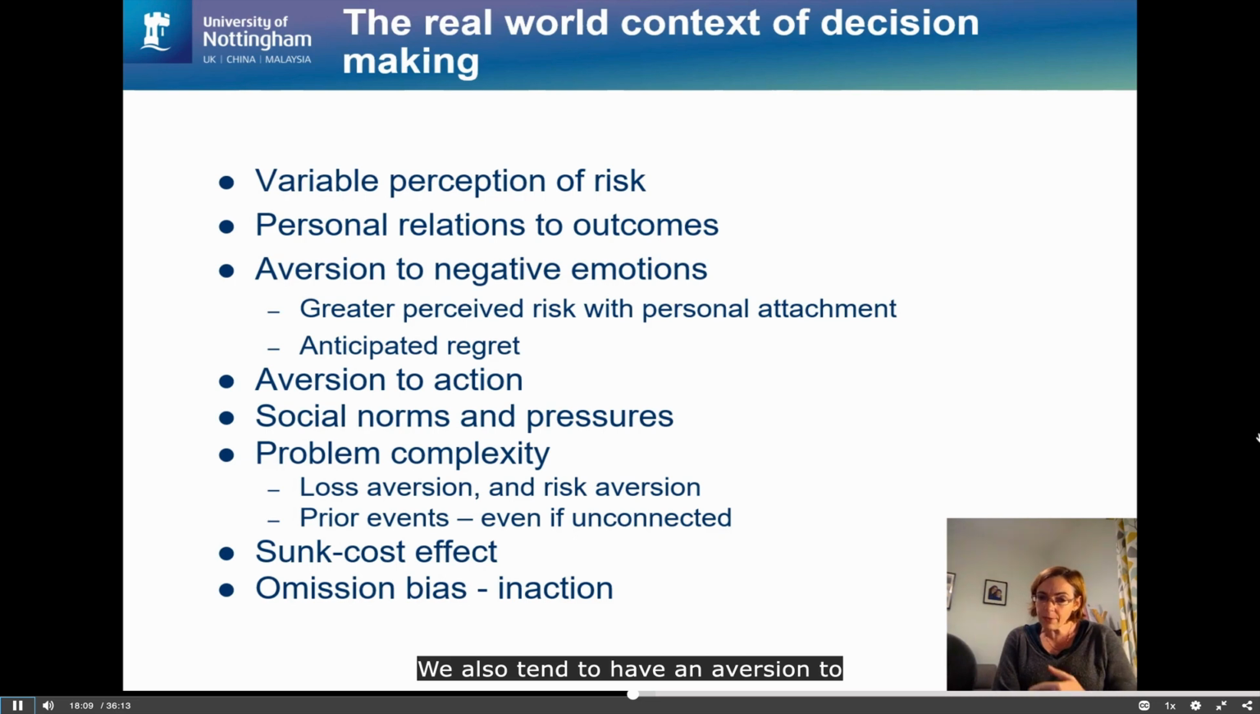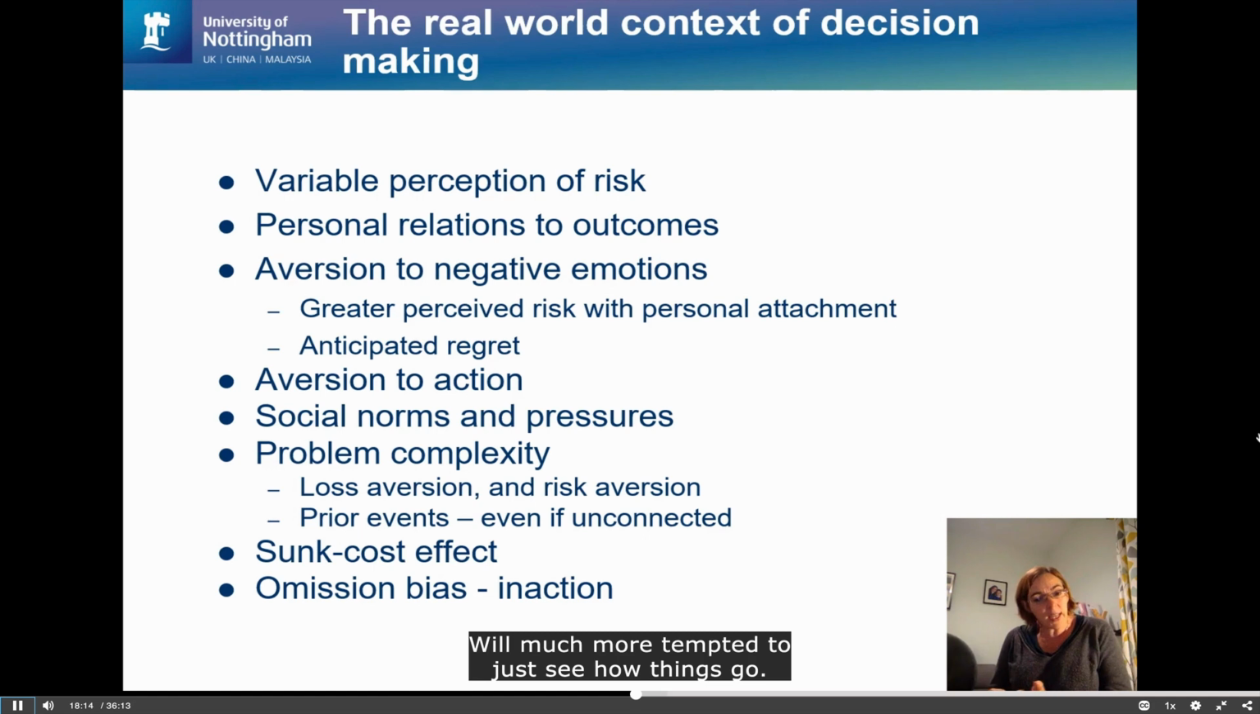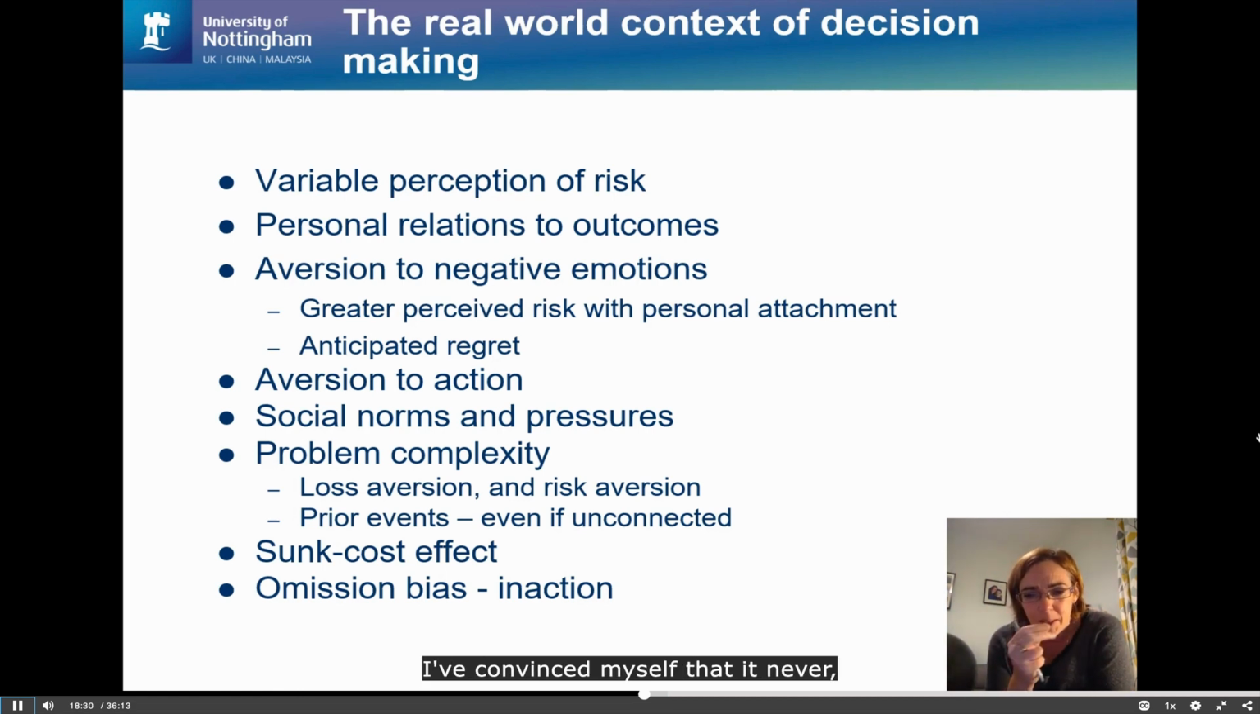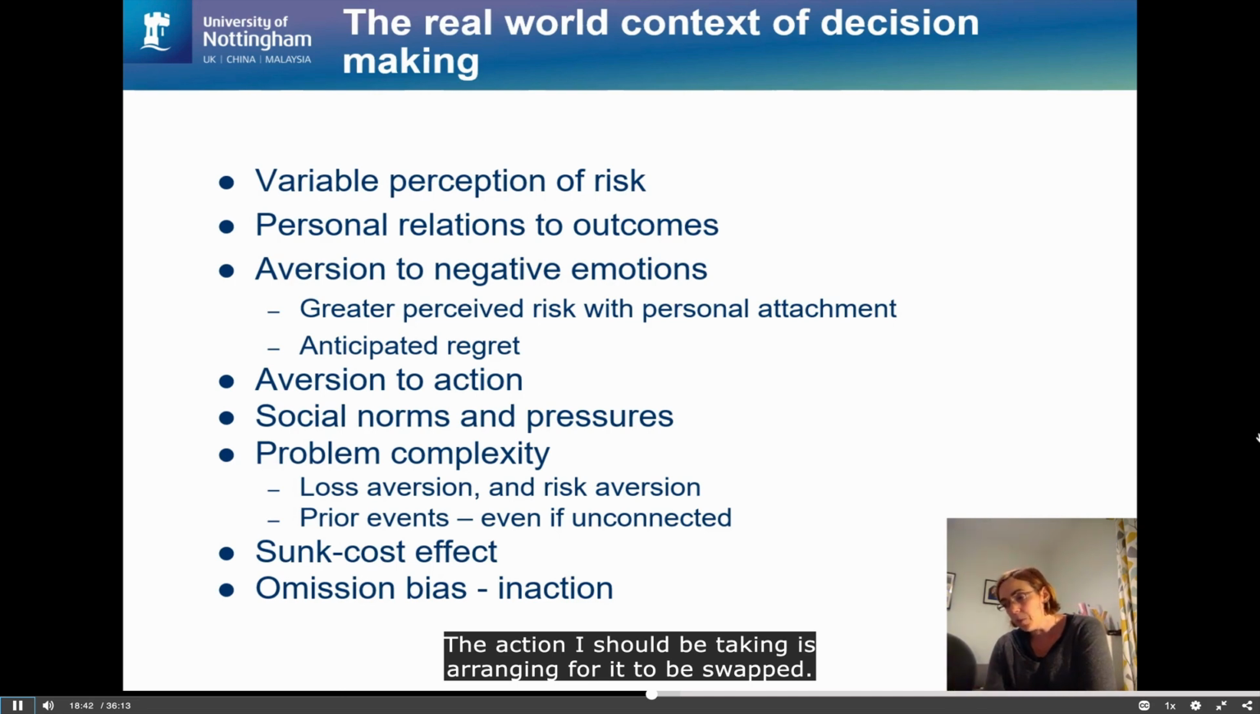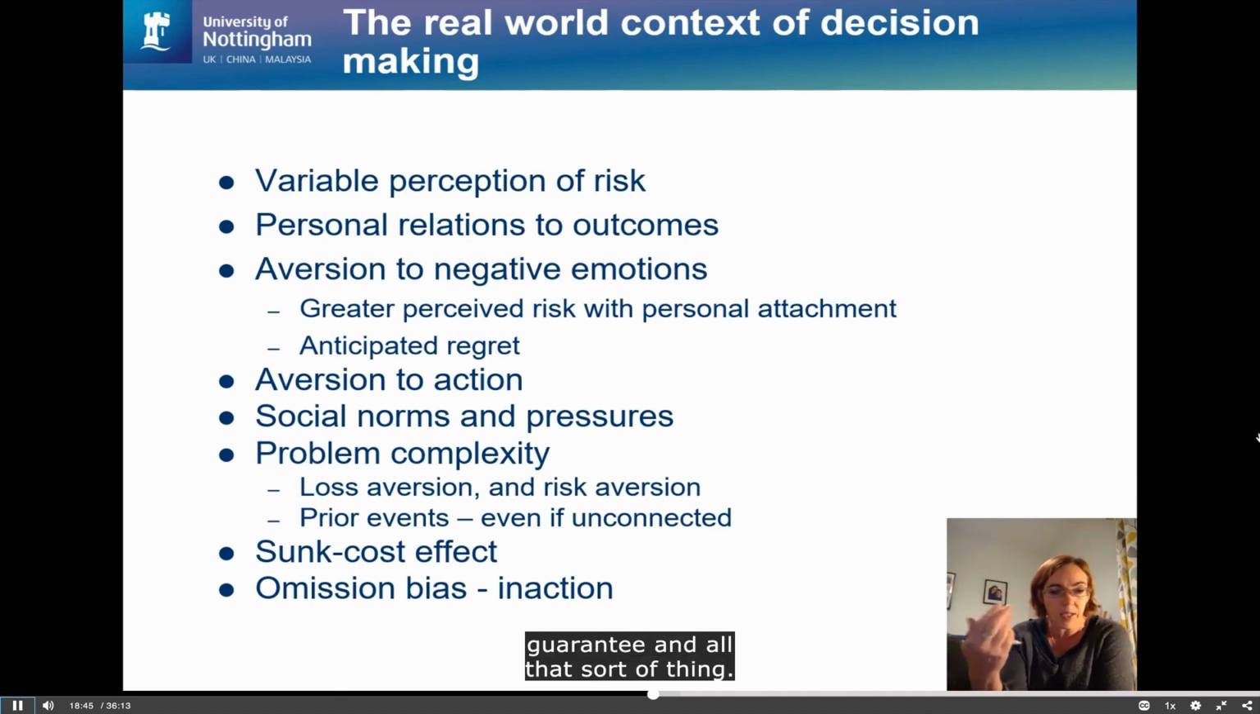We also tend to have an aversion to action as opposed to inaction. We're much more tempted to just see how things go, just see if we stick with this particular activity, or we just see if the situation fixes itself. It's the sort of thing, I've got a mobile phone that just keeps going wrong and I really ought to do something about it. But I've convinced myself it's sorted itself out. I've convinced myself that it does a really weird thing where the screen suddenly goes blank. And I've just convinced myself it'll all be all right, because I've got an aversion to action. The action I should be taking is arranging for it to be swapped at the shop, because it's still in guarantee and all that sort of thing.